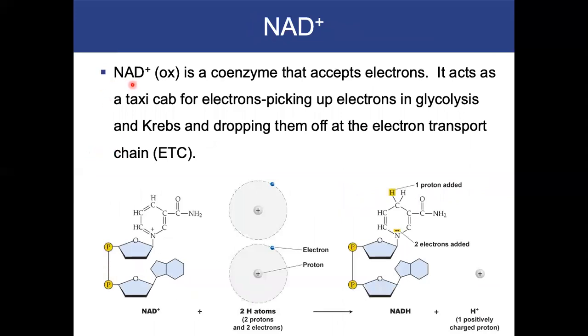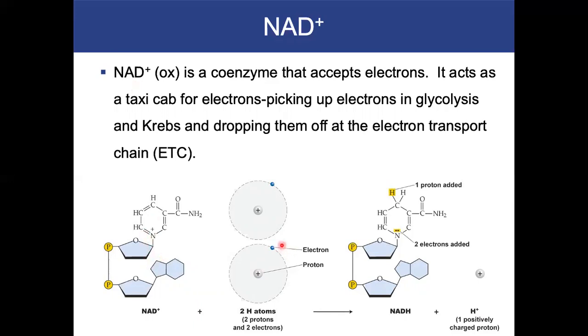NAD plus is a cofactor or coenzyme that we looked at when we were looking at micronutrients. It accepts electrons, and the goal of NAD plus is to grab 2 electrons and 1 proton. So what does it carry more of? Electrons. So is it an electron carrier or a proton carrier? It's an electron carrier.